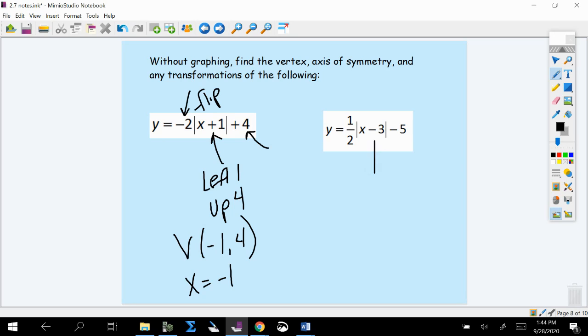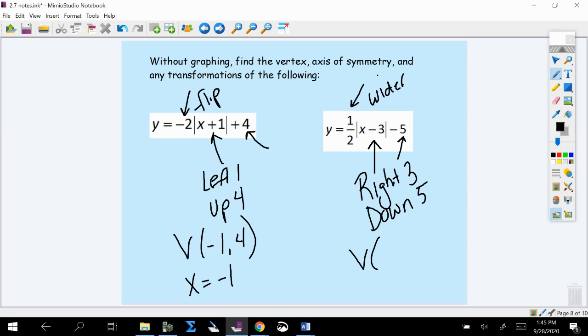For my next one, because of what's in the absolute value bars, this is going to go to the right 3. Because of what's at the end, this is going to go down 5. And all this does is make it a little wider. It's not going to flip because it's not negative, but it has a slope that is less than 1. So my vertex is (3, -5), because it goes to the right 3 and down 5. And my axis is x equals 3. That would split them into equal pieces.